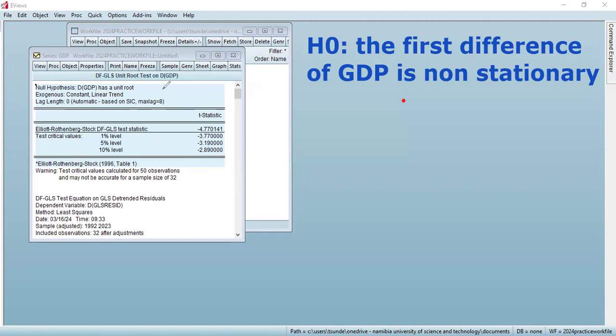The interpretation that we did in the previous test, where the test statistic was more negative than all the critical values, we said the GDP is stationary. That is what we said, which means we rejected the null hypothesis and accepted the alternative. So there is nothing wrong with the conclusion that we came to when we looked at the previous test, because our conclusion was that the first difference of GDP is stationary.